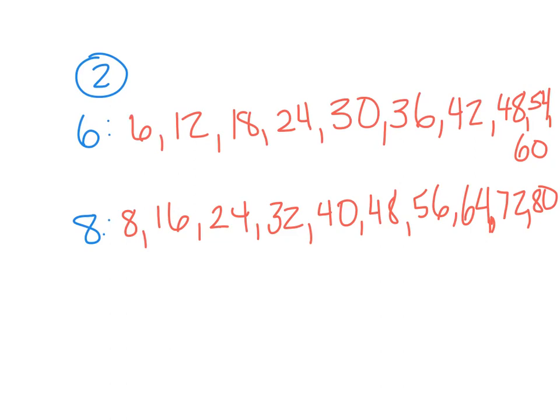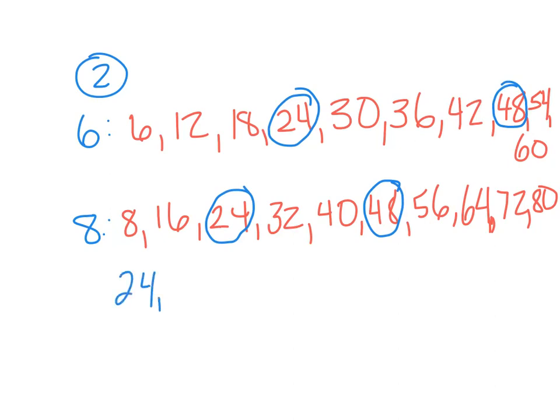All right, so now we have our list of 10 multiples of each. Which numbers appear in both? So let's look through here. Oh, we got 24 here and 24 here. We have 48 here and 48 here. And that's it. So the common multiples are 24 and 48. And then the least common multiple is which one? I hope you all yelled 24.